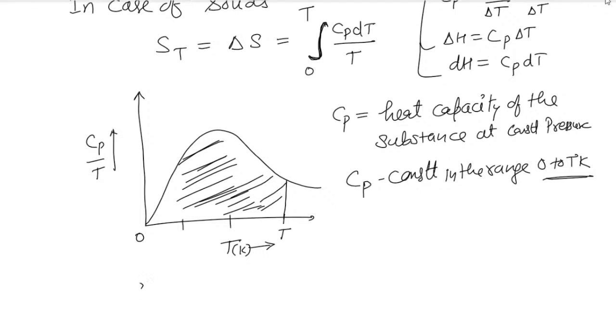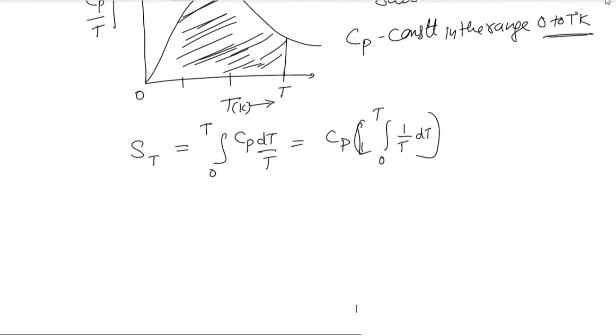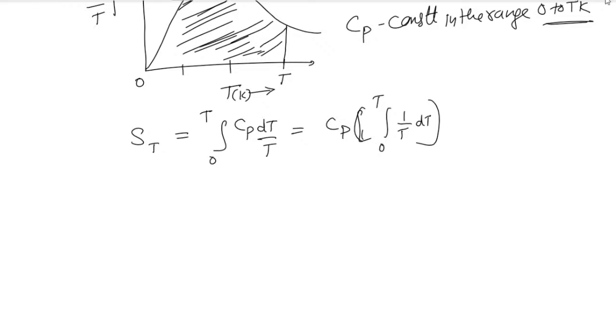So now, as you know, S_T is equal to the integral from 0 to T of Cp dT by T. So it is equal to Cp, and what is the integration of 1 by T? Cp is constant, so the integration is 1 by T dT. What is the integration of 1 by T? We have done that part. Anybody? Integration of 1 upon x is natural log of x.